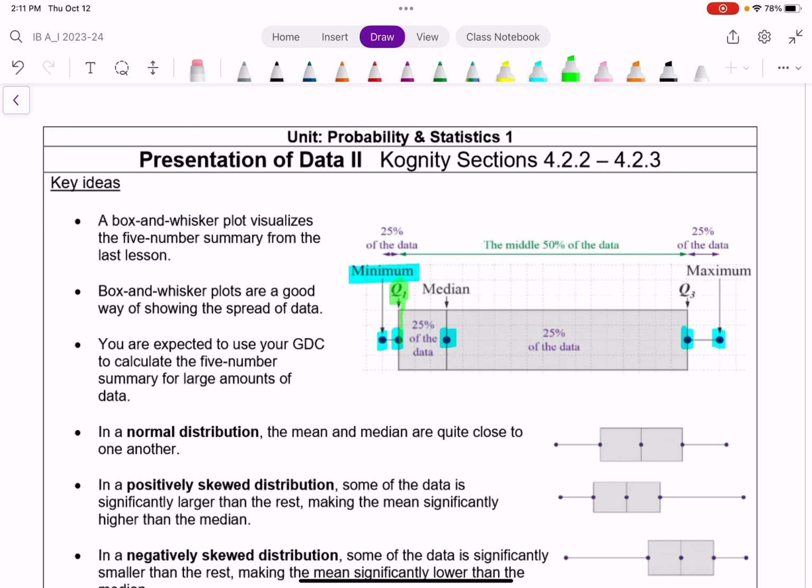The first quartile is always the beginning of the shaded box. The median is always a line somewhere in the shaded box, not necessarily the middle. The third quartile is always the end of the shaded box, and then the maximum is the last point.